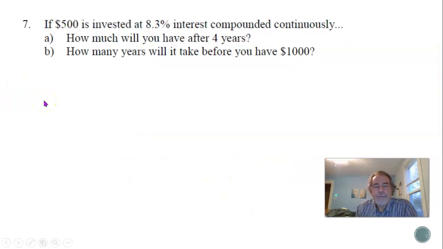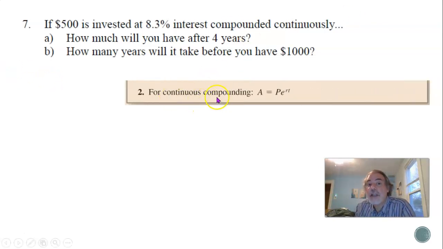Number 7. If $500 is invested at 8.3% interest compounded continuously, so here we're going to be using the formula for continuous compounding. A equals P times e to the rt. The $500 that we start with is the P. The 8.3% is the r, but remember we have to put it in as a decimal, so that would be 0.083, not 8.3. And after 4 years means the time t is going to be 4.